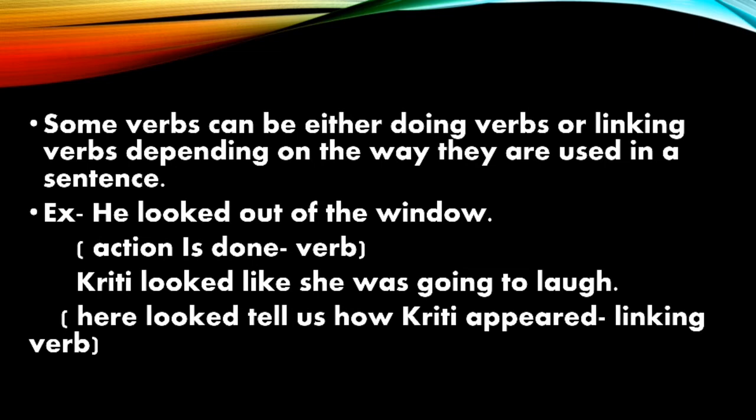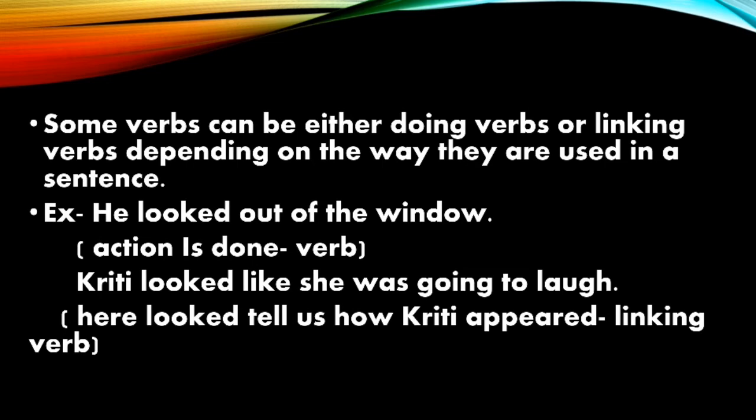Let's take this example. It will be very clear to you if you read the sentence. Now you will get the meaning, कि actually is it used as an action word or is it used as a linking verb. Let's see. He looked out of the window. He looked out of the window.